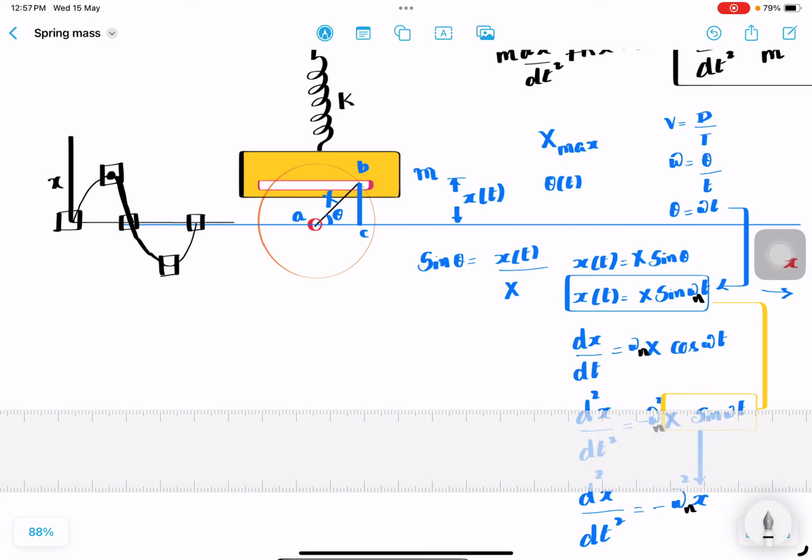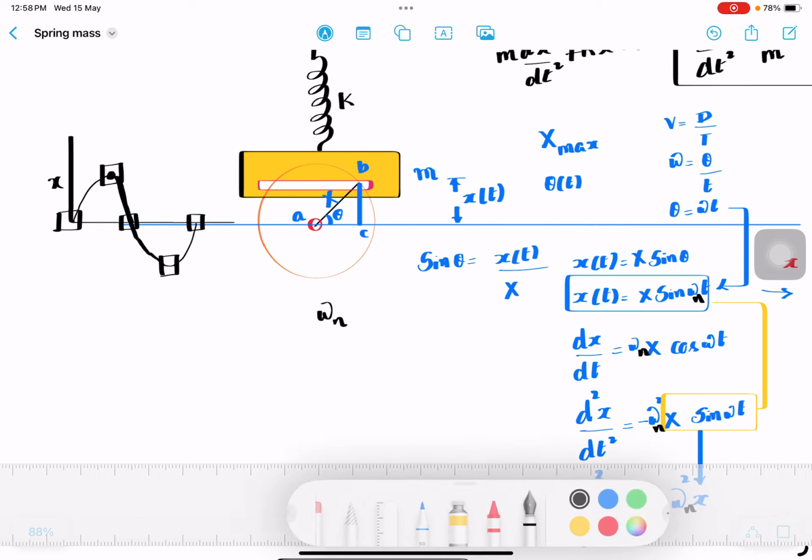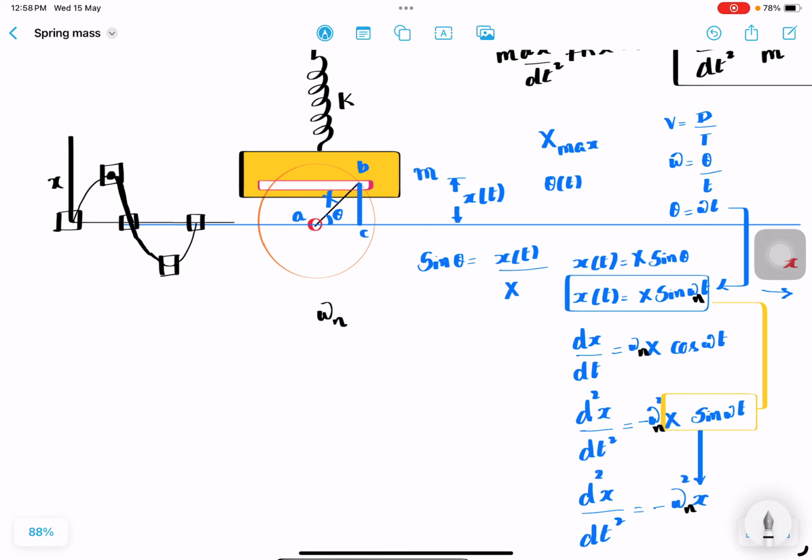Okay. Now you should be able to appreciate why natural frequency, omega n, actually represents the natural frequency. It represents the number of times the mass moves up and down, the number of cycles the mass takes for 1 second. That is the expression for natural frequency. Now a little consideration will also help us.